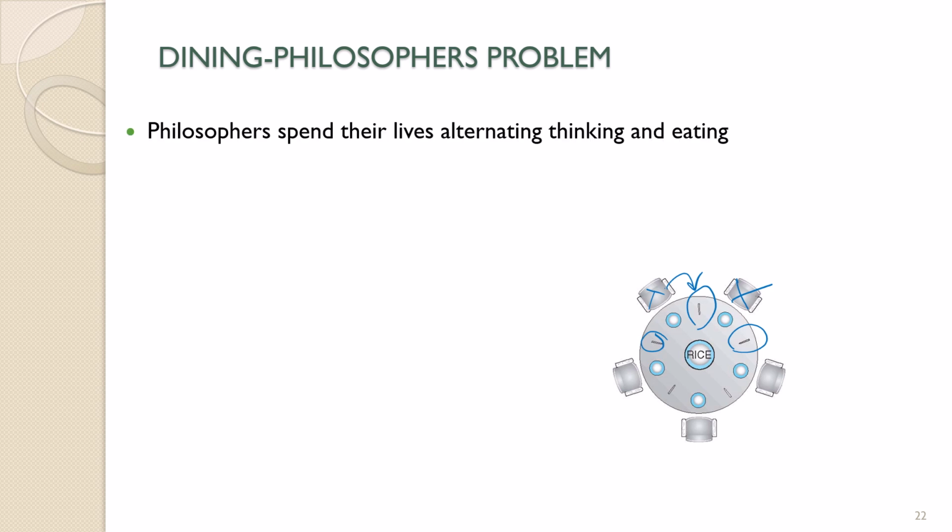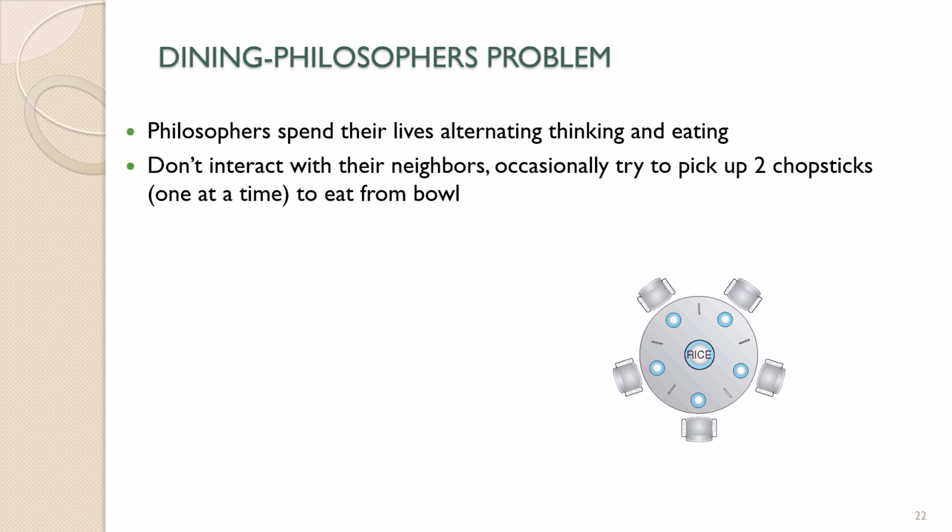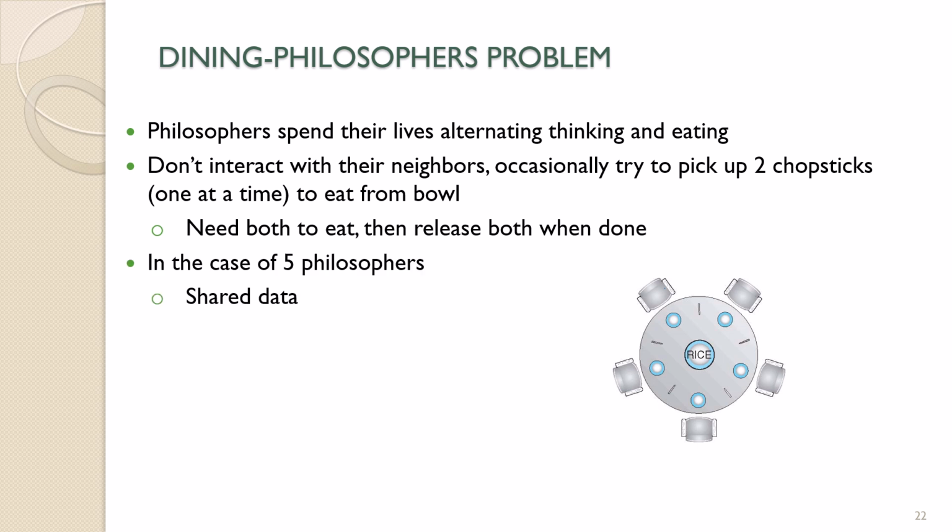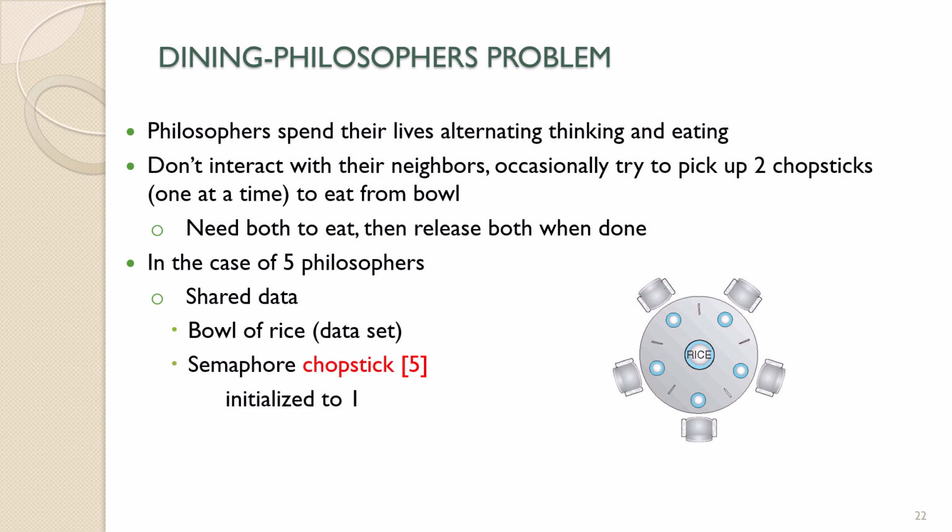The thing about the philosophers is that they either think or they eat. That's why it's called the dining philosophers. They sit there and think, they don't eat, and then when they want to eat, they have to pick up 2 chopsticks. Okay, so I already told you all of this. This is 5 philosophers. This is a case of shared data.